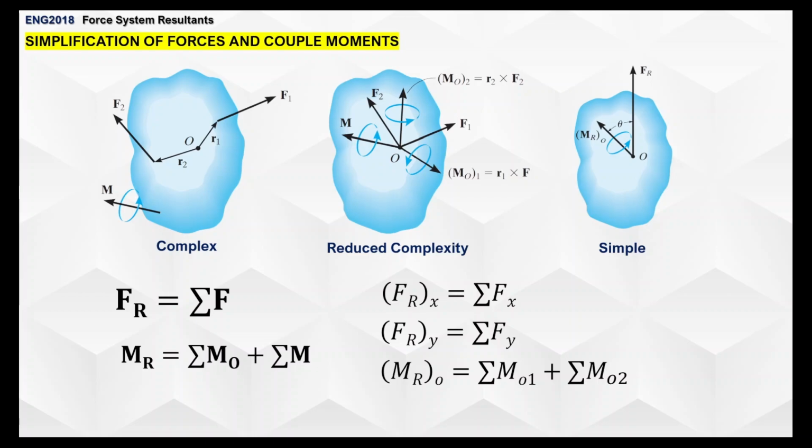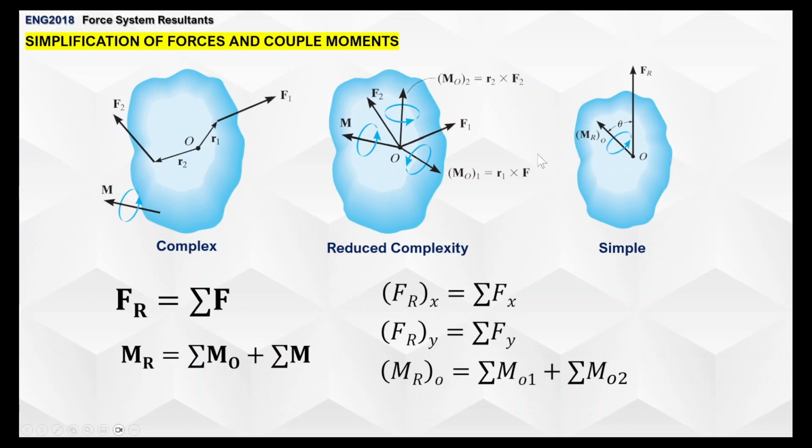The concept behind simplification of forces and couple moments is as it is. We simplify multiple force vectors and or multiple moment vectors, and then we sum them up, reduce the complexity, and represent it in its simplest form: one force vector with one axis of rotation only.